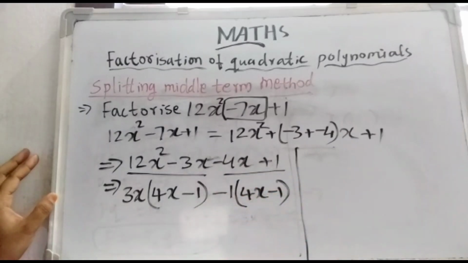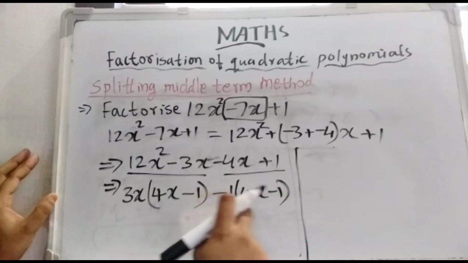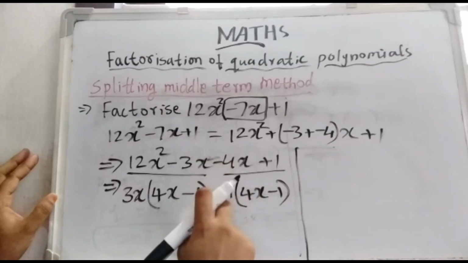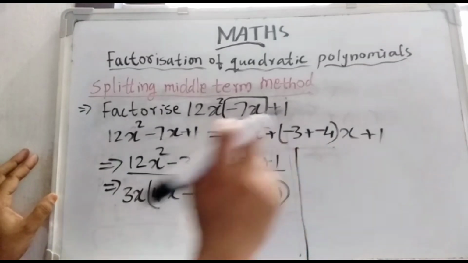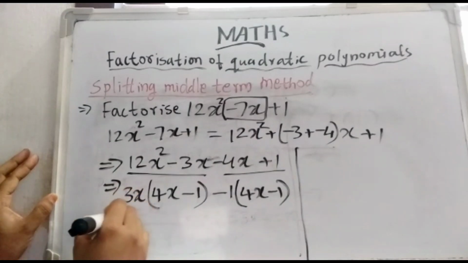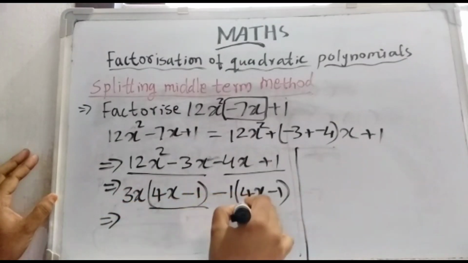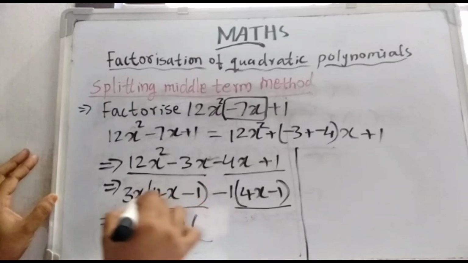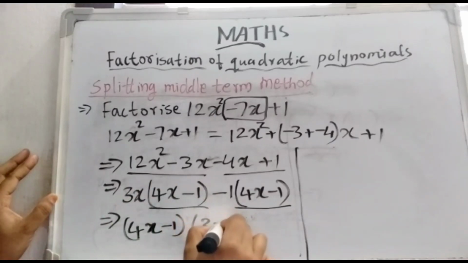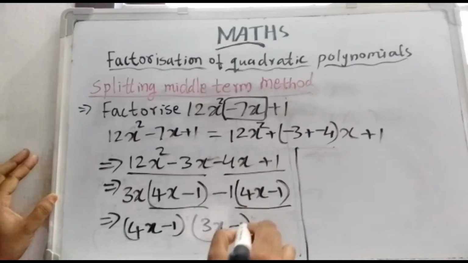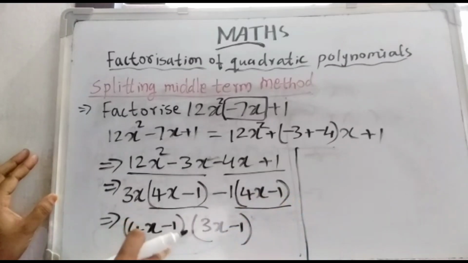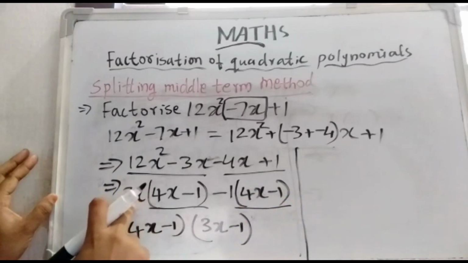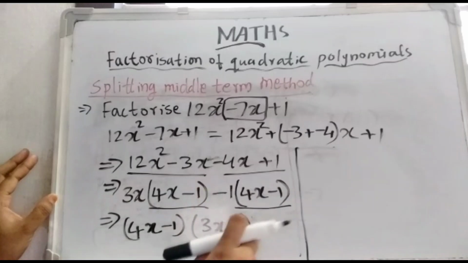Let's check. If you have any doubts, you can check: minus 1 into 4x is minus 4x, and minus 1 into minus 1 is plus 1. See, when we consider these two terms, 4x minus 1 is common. So let's take 4x minus 1 outside. Then what remains in this term? 3x, and here minus 1 only.